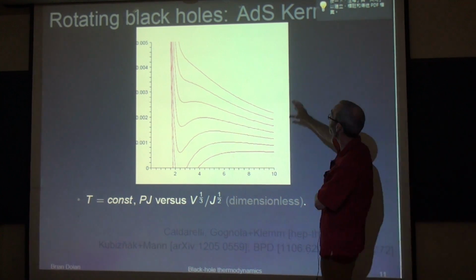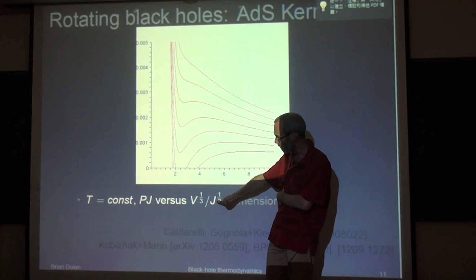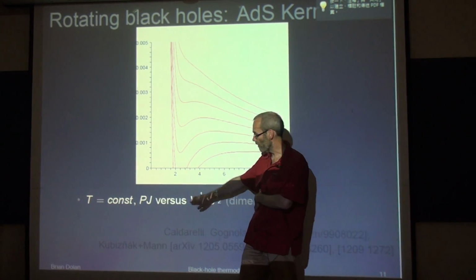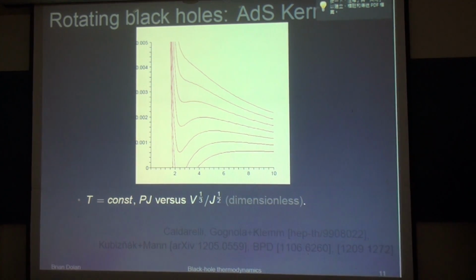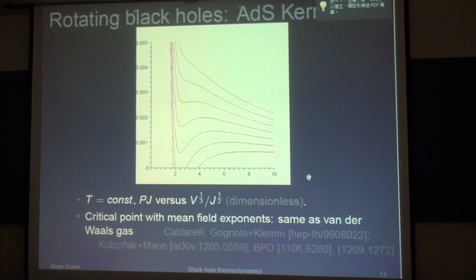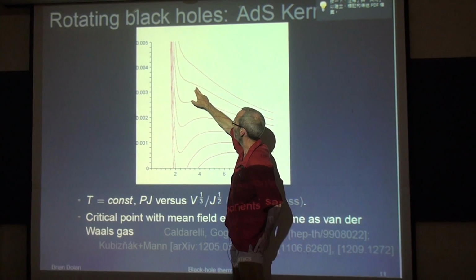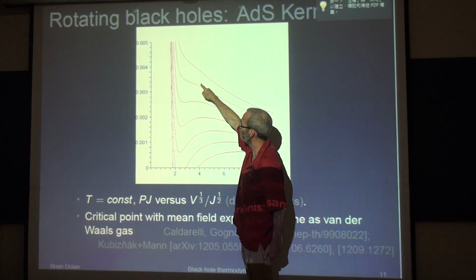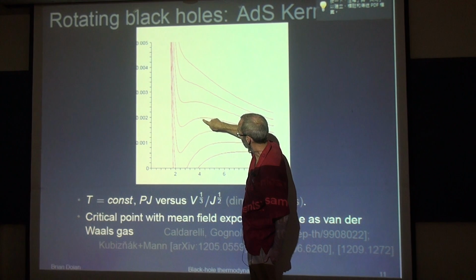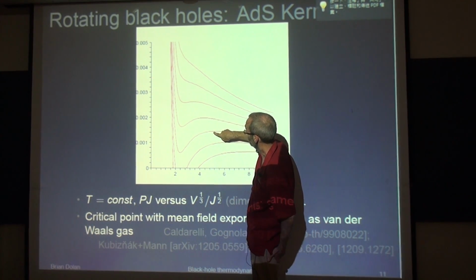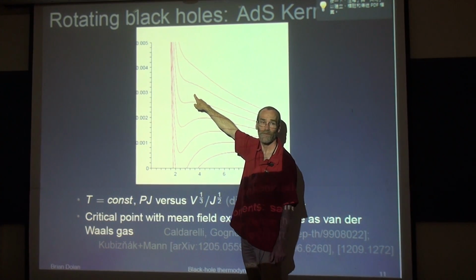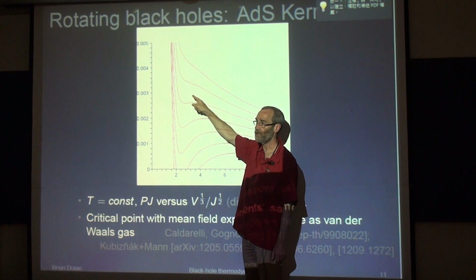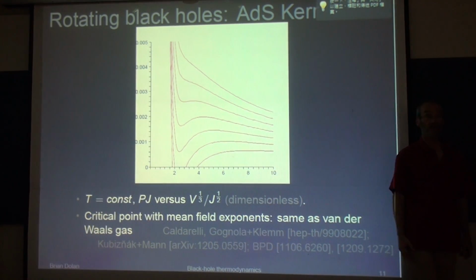What I'm doing here is using the angular momentum to make everything dimensionless. So I'm using a dimensionless pressure in units of angular momentum and a dimensionless volume in units of angular momentum. And somewhere, I probably haven't drawn the correct isotherm on here, but somewhere between these two isotherms, so here we have a maximum in the isotherm as a function of volume, a maximum here, it's still a maximum here, and somewhere in here is a point of inflection. And that corresponds to a critical point, just the same as the van der Waals gas.